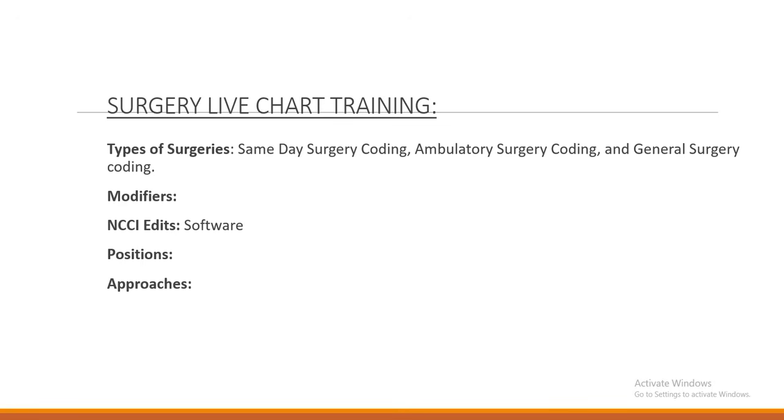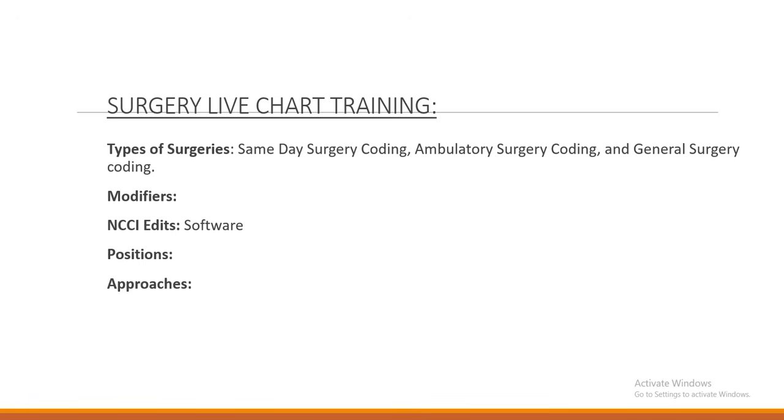So first you will learn types of surgeries. Most of the coders have confusion about what is same day surgery, what is ambulatory surgery, and what is general surgery. We will learn all those types of surgeries during our live coding. Next, we will learn modifiers. As a surgery coder, you need to master nearly 10 modifiers only. Not all modifiers are needed for us. Only 10 to 15 modifiers are useful. That we will learn.